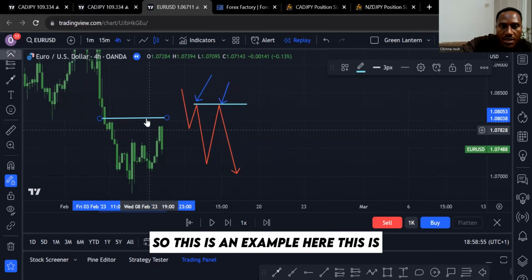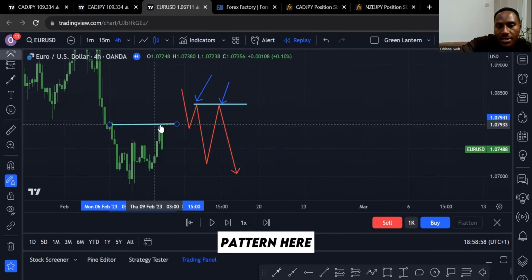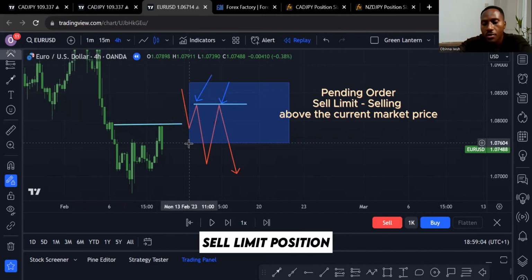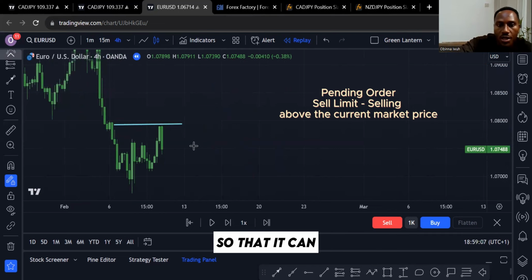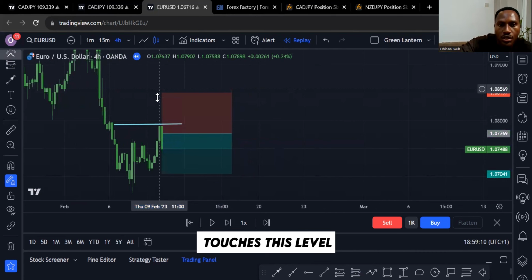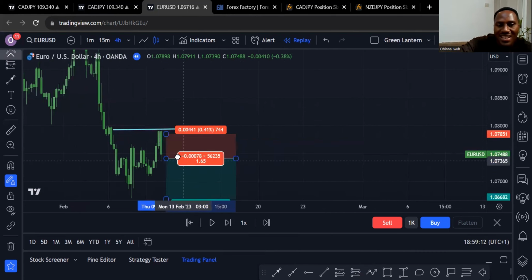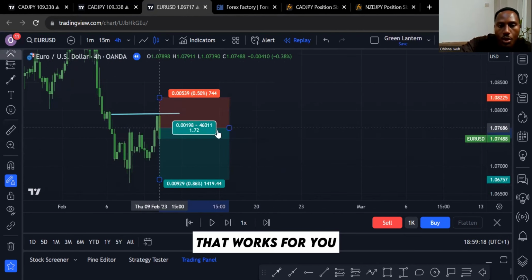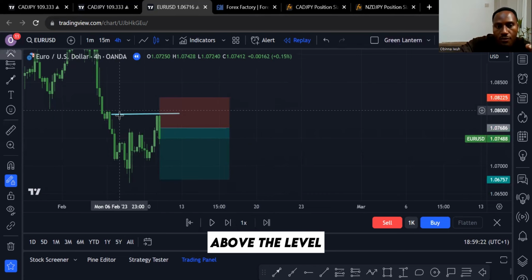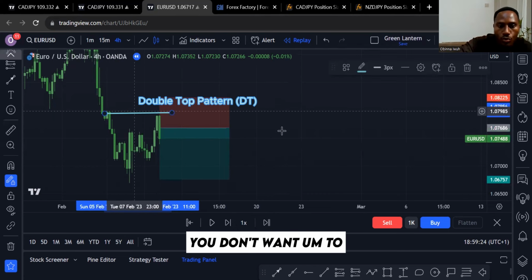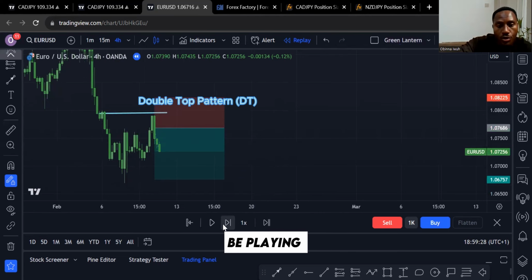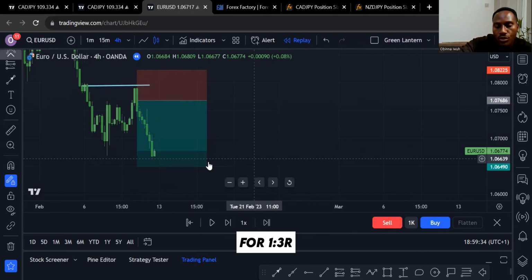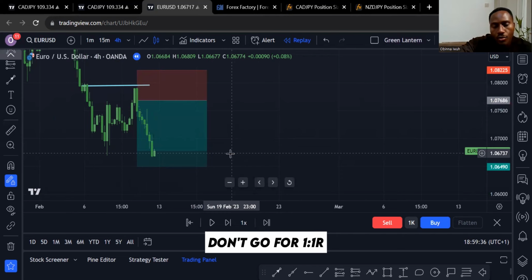So this is an example here. This is a double top pattern. You can take your trade by placing a pending sell order so that it triggers just when price touches this level, or you can take the trade when the sellers are back in the market. Whichever works for you, you want to put your stop loss above the level you marked, because you don't want to be playing with your money. You want price to go in your direction, and it's always good to go for 1 to 3 or 1 to 2 at least. Don't go for 1 to 1.